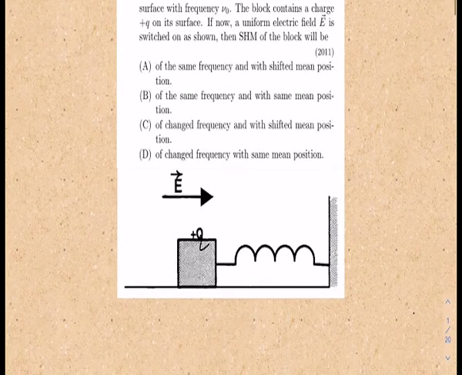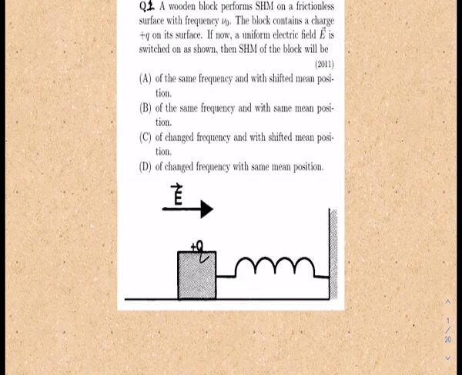So let us work out this problem first. In this problem that was asked in 2011 JEE Advanced, a wooden block performs simple harmonic motion on a frictionless surface with frequency nu0. The block contains a charge plus q on its surface. If now a uniform electric field E is switched on as shown, then simple harmonic motion of the block will be, four options are given.